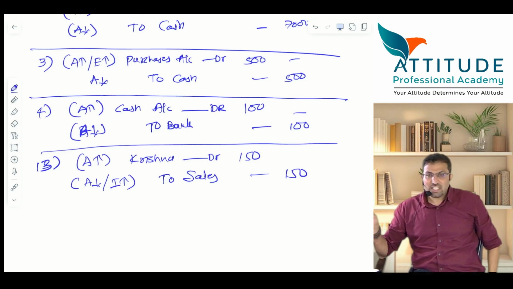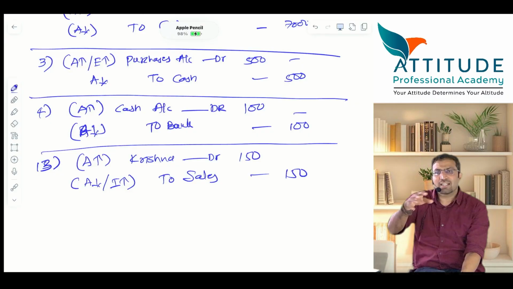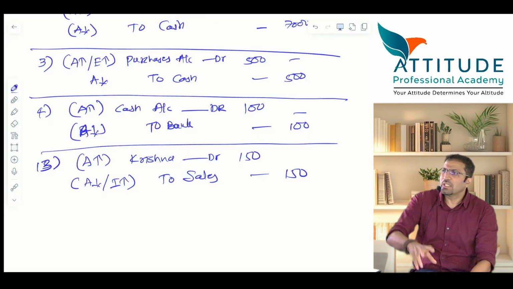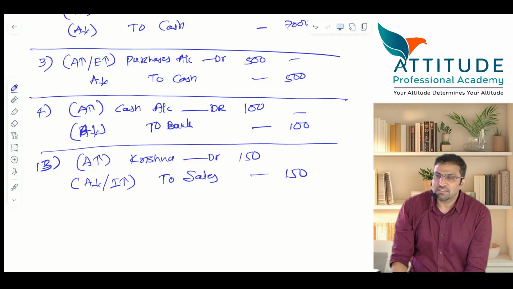Now, one second, wait. I just want to tell it in an easy manner. Sir, let us say I am Krishna, okay? You sell the goods to me. I have not given the cash to you. Ask a question. Hello, ask a question. In your own mother tongue you can ask.